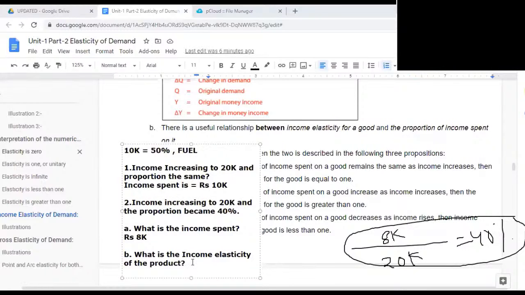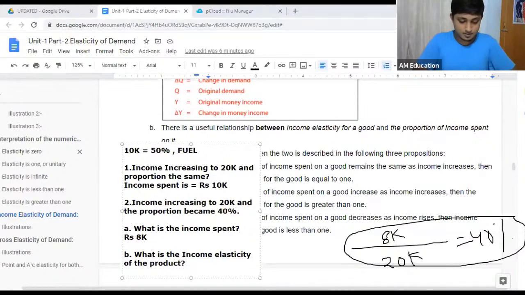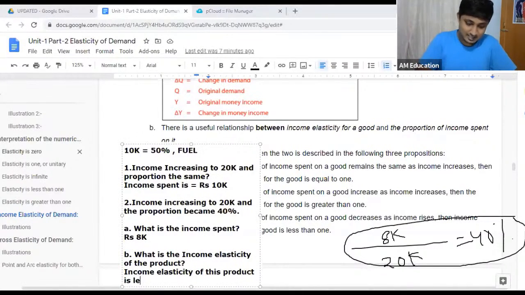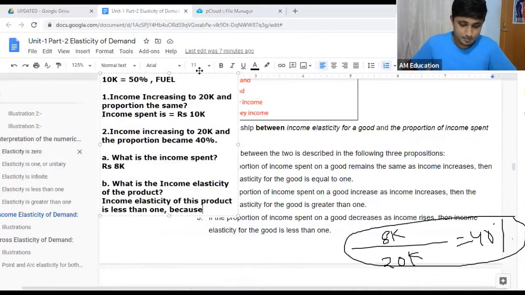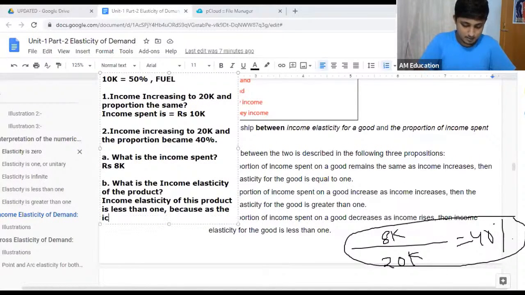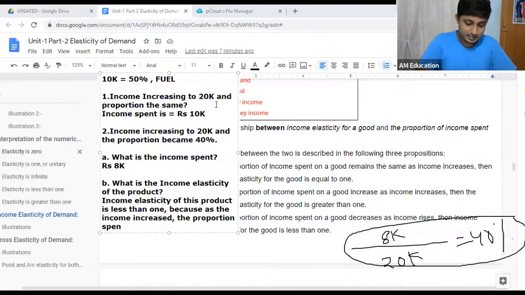So the income elasticity of this product is less than 1 because as the income increased, the proportion spent on the product decreased.